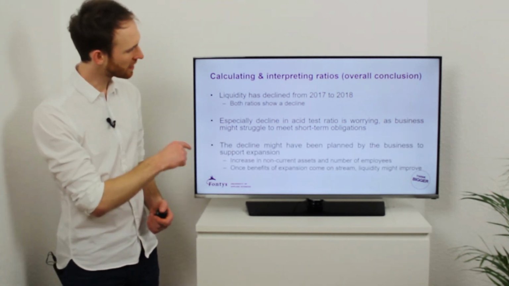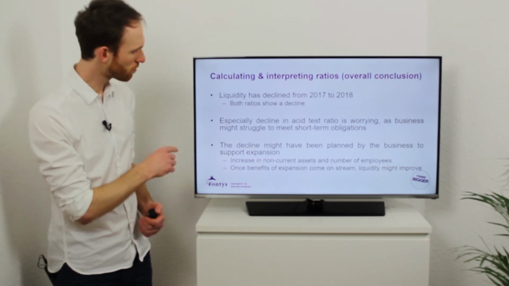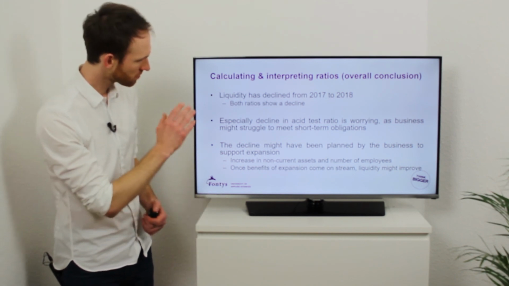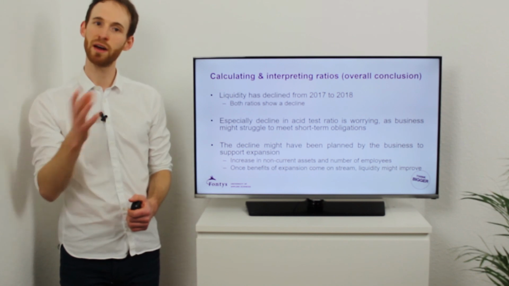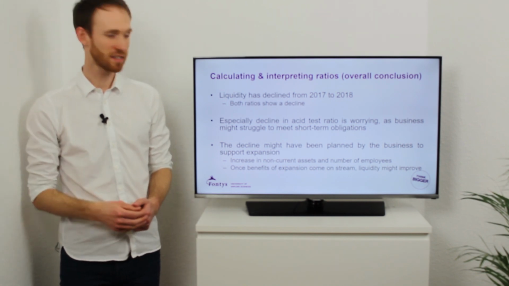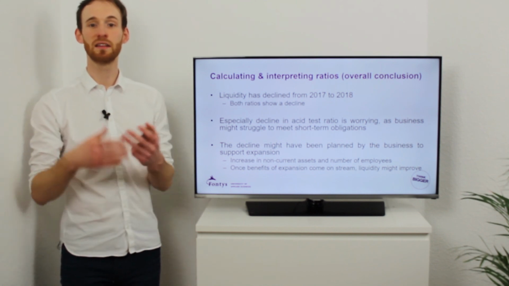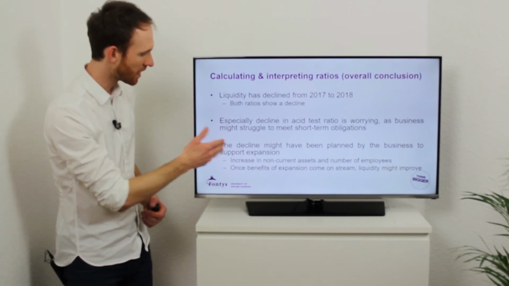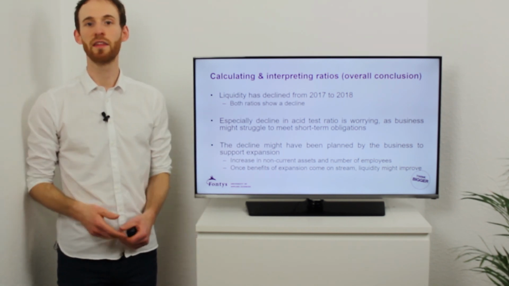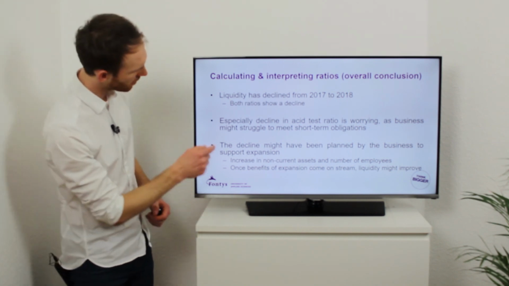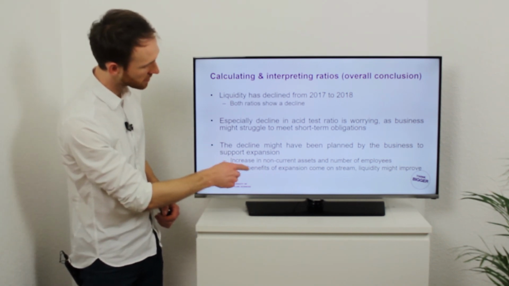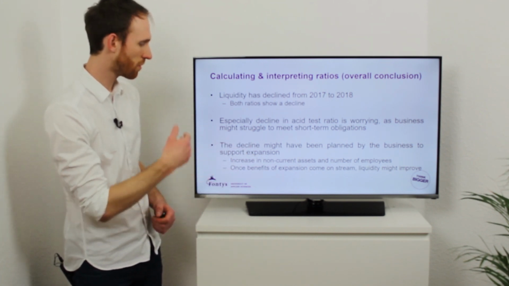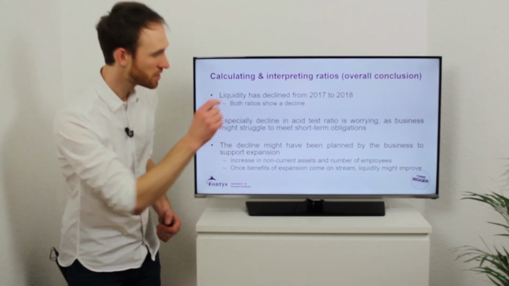Also, what we can say is that the decline might have been planned by the business to support the expansion. The increase in non-current assets and the number of employees is, for example, something that we can see. So if we go back to the overview, we can see that they have more non-current assets and also more employees. So in this sense, they might have planned that there is a decline in this ratio to support the growth of the company. And when the benefits of the expansion, like more non-current assets and the number of employees, come on stream, the liquidity might improve again.